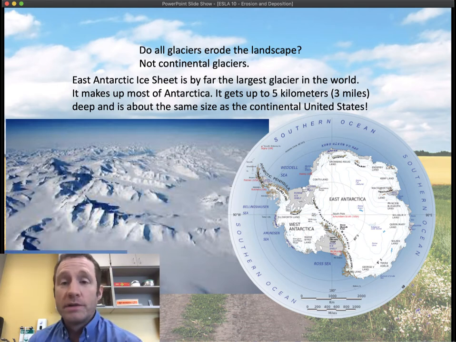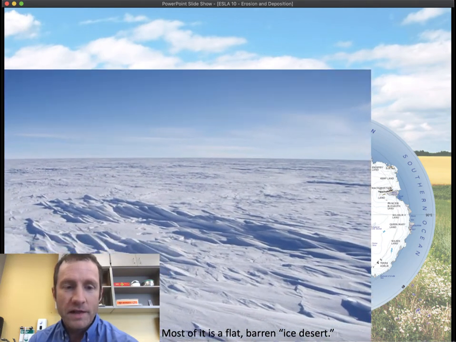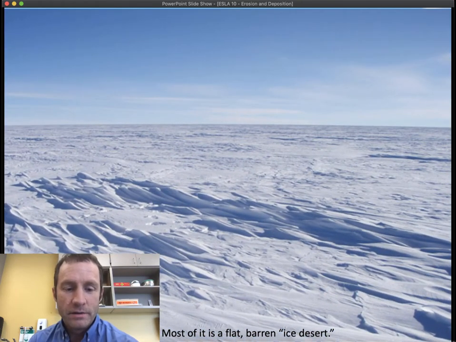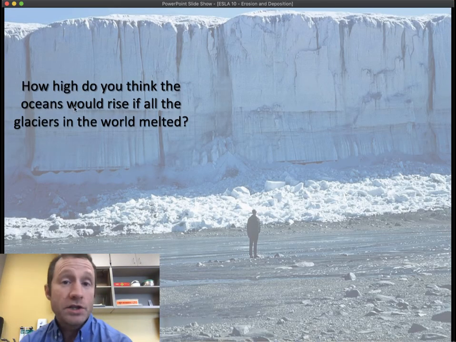And there's no erosion or deposition taking place, but I bring this up just because you want to be aware of the different types of glaciers that exist in the world. And most of it is just a flat, barren ice desert. Crazy, right? You could dig down 3 miles and you'd still be in ice.